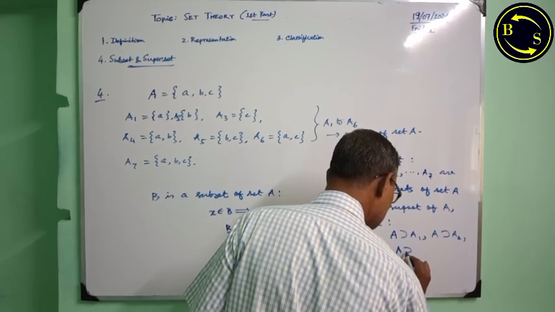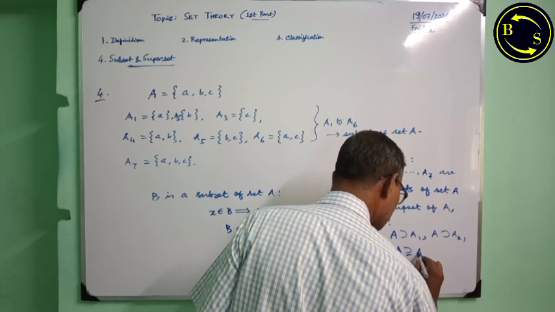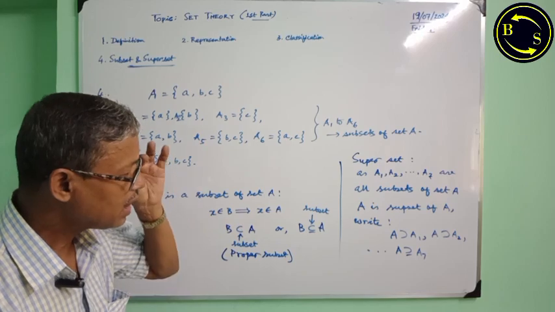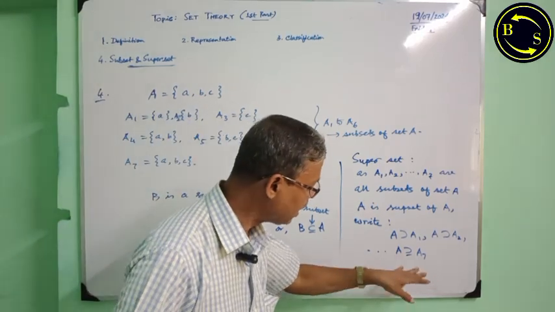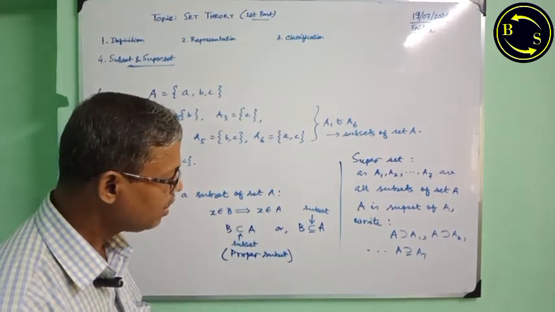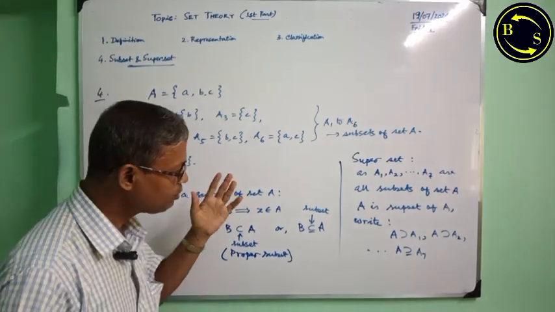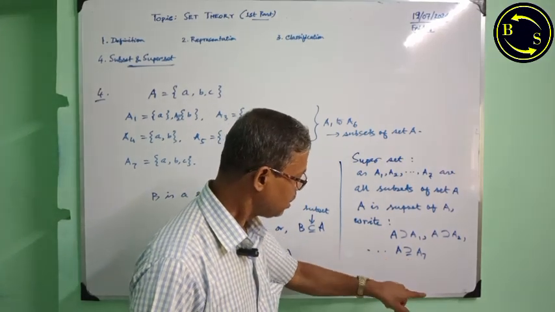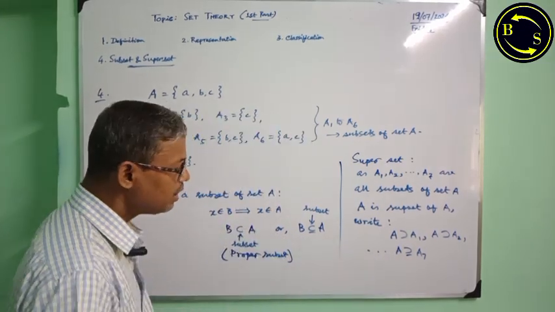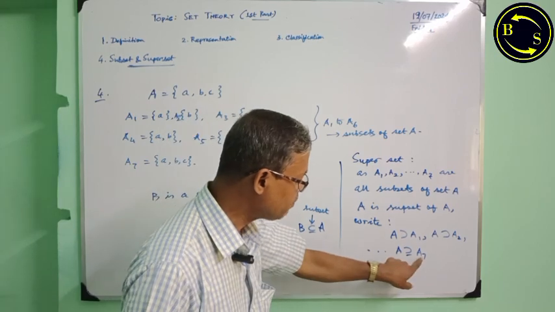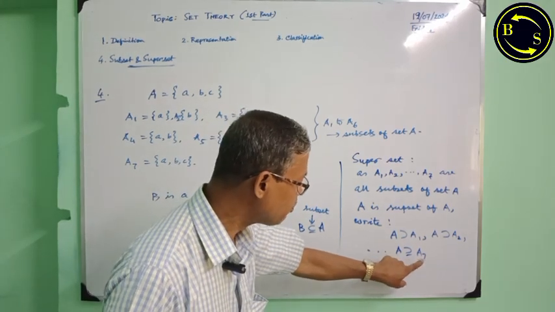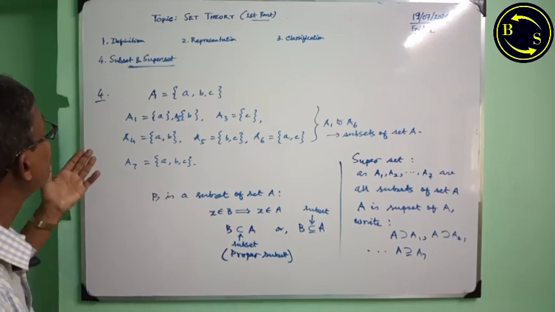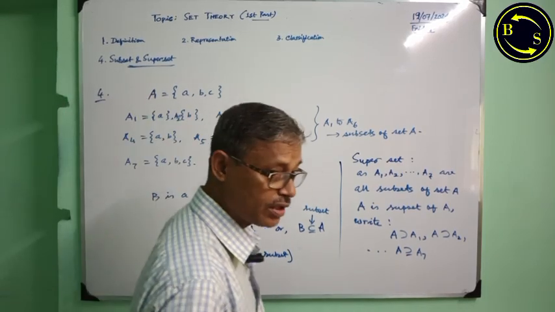When a subset may have less or equal numbers of members of set A, we write this symbol. If we reverse that, we get A is a superset or improper superset of set A. Thus, we have discussed subset and superset.